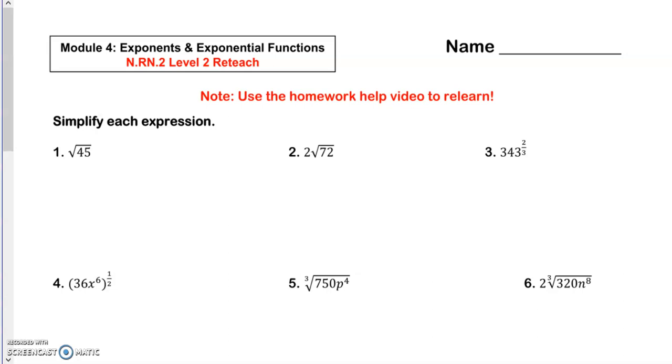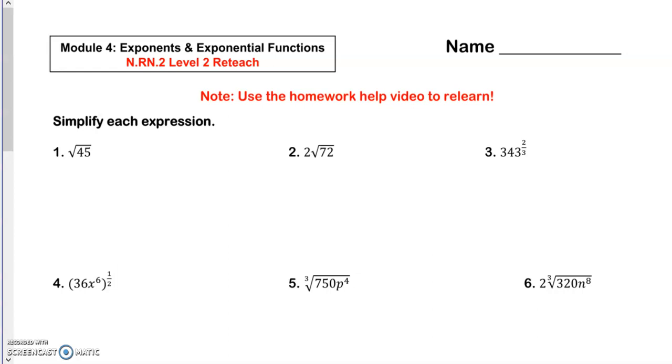Today we're doing module for exponents and exponential function N.RN.2 level 2 reteach. Simplify each expression. So we have to look for the perfect square or the perfect cube or the perfect fourth or the perfect fifth, whatever is perfect.